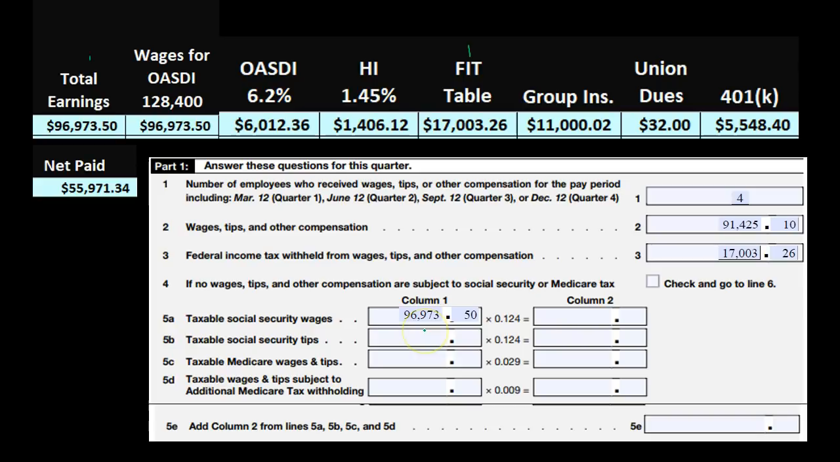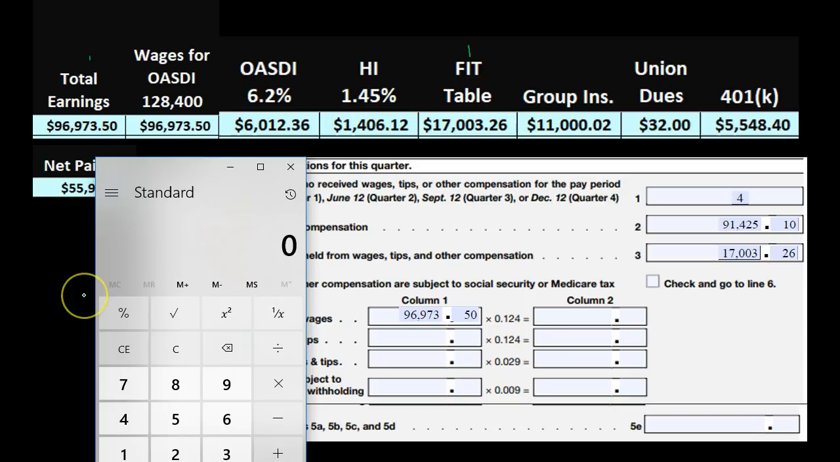The Social Security wages, the $96,973, that matches this $96,973.50 up here. Note that this too could change or be different from total wages if, for example, there was a cafeteria plan. In this case, there's not, so they're the same. Or if somebody had hit the cap of $128,400, in which case it would be lower by the amount because of somebody hitting the cap.